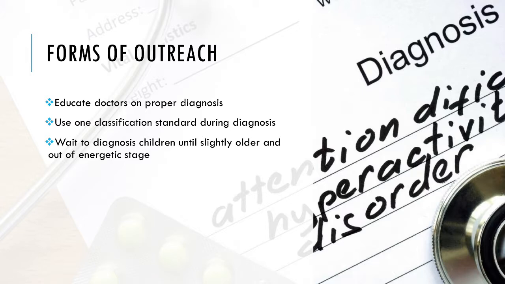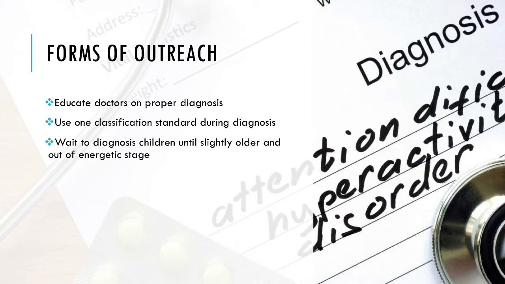So, looking at the different forms of outreach that can be taken, one being that we need to educate our doctors on how to properly diagnose ADHD. Another would be to use one classification standard during diagnosis instead of two. That way, all doctors would be on the same page, and perhaps even making that classification even clearer than it is now, so that there's no misclassification of patients.